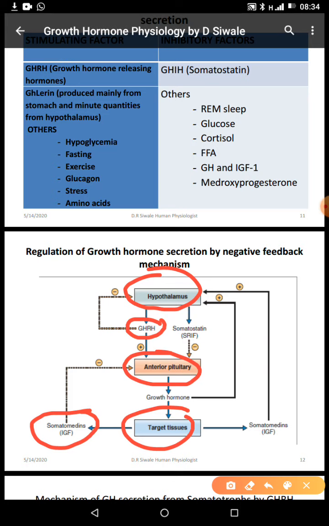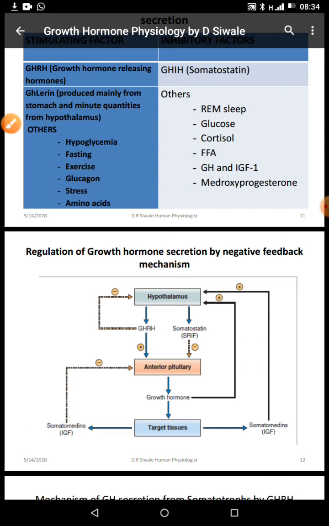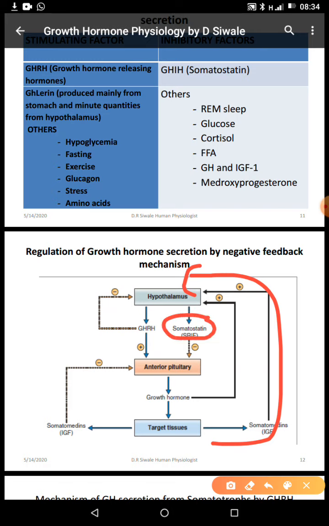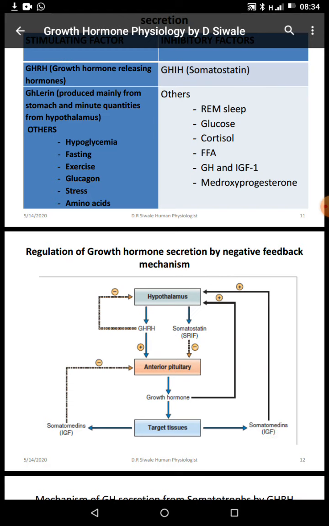But these somatomedins have a negative feedback inhibition at the level of the anterior pituitary gland. Therefore, growth hormone will stop being secreted. But that's not enough. The same somatomedins can stimulate the hypothalamus to release somatostatin, which is inhibitory, and somatostatin will inhibit the anterior pituitary gland. There will be no secretion of growth hormone.